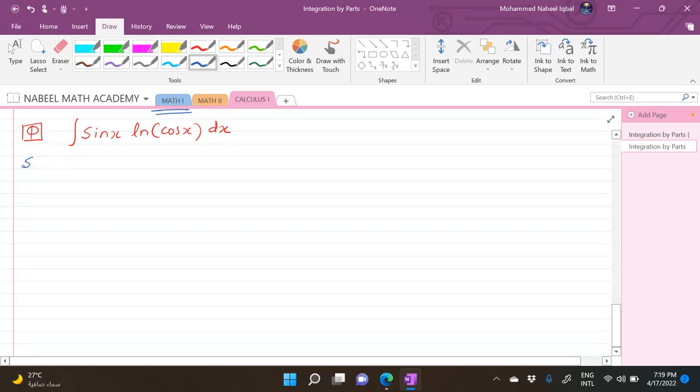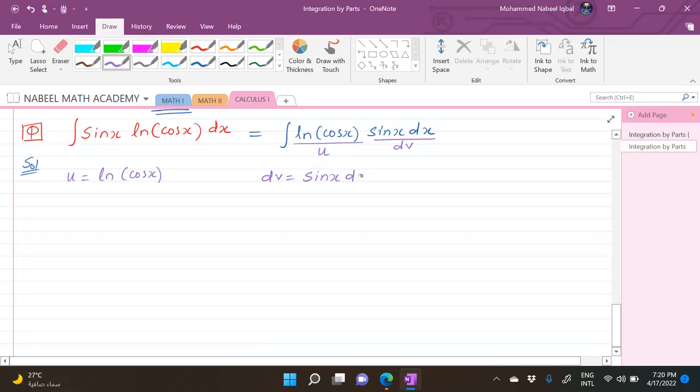As we know, you have to give the first preference only to ln. Therefore I rewrite this integral as ln of cosine x into sine x into dx. Here I will take this part as u and this one as dv. So you will find u equals ln of cosine x and dv equals sine x dx.